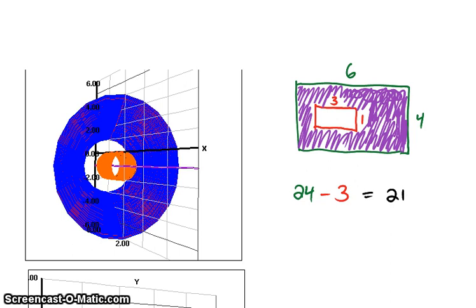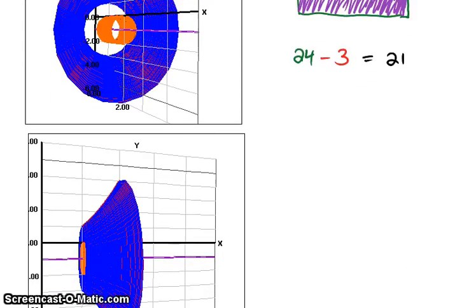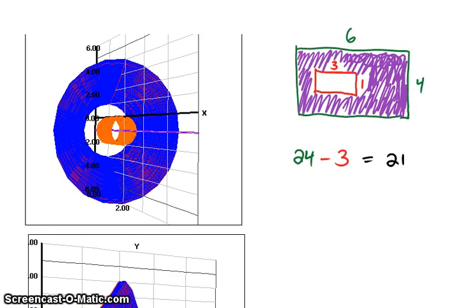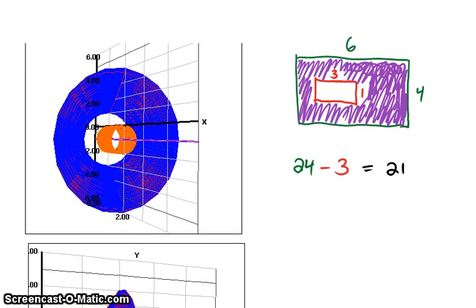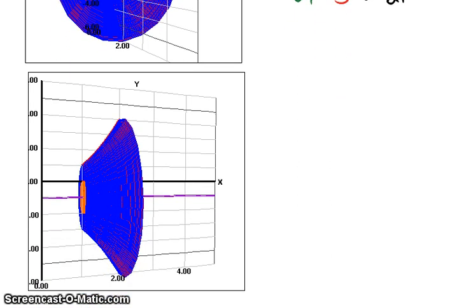This volume problem that we're working on is going to be very similar. We have an outside shape, which is this blue shell. We're going to be subtracting an inside shape, which is this orange cylinder. Here's another view of it.